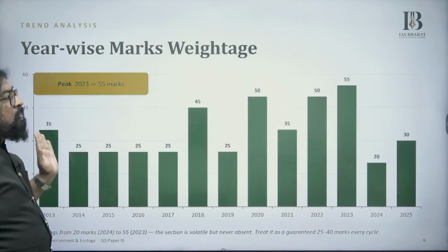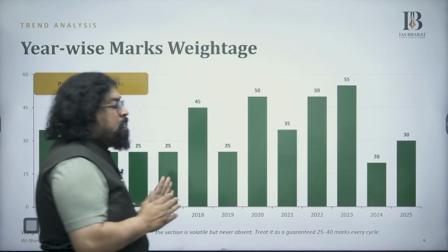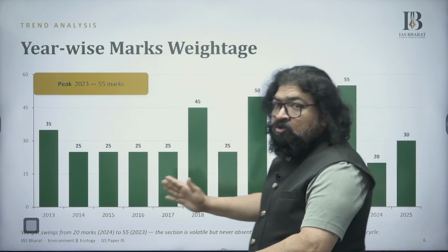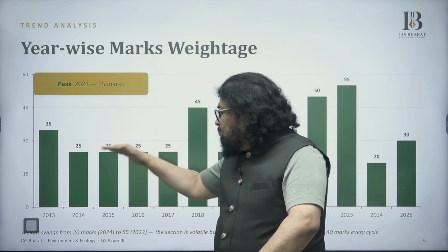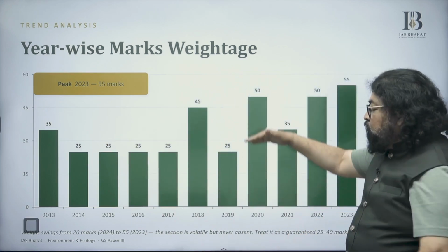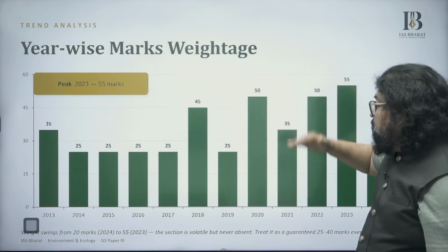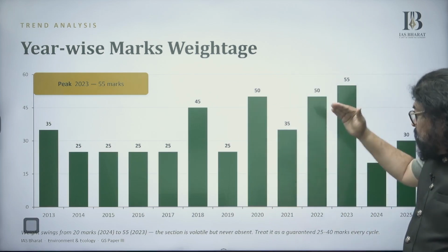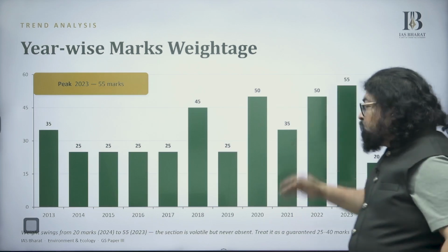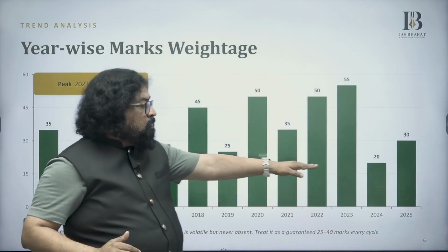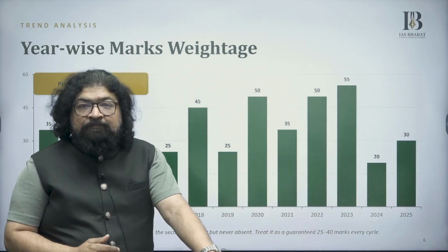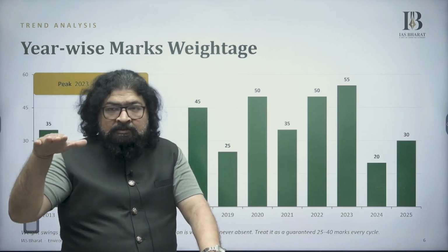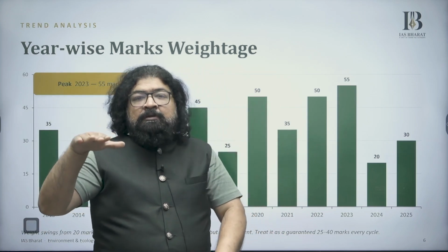Besides that, if you look at the last years, from 2013 till 2025, the questions and the marks. In 2013 it was 35 marks, then it went down to 25 till 2017. Then in 2018, 45 marks, it increased. In 2019, it again fell. Then in 2020, 50 marks of questions. Then in 2021, 35 marks. Then in 2022, again 50 marks. Then it declined in 2024 to 20 marks. And then in 2025, you have 30 marks. So the average, if you look at it, fluctuates in a range of 25 to 50 marks.